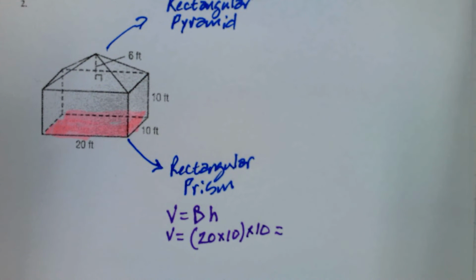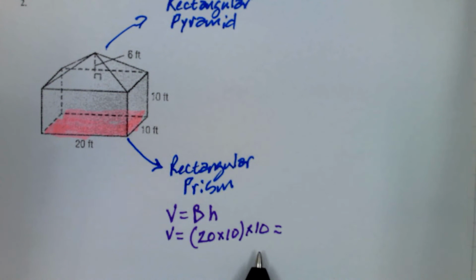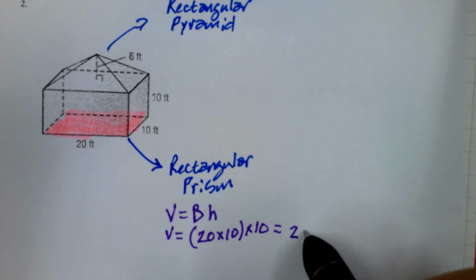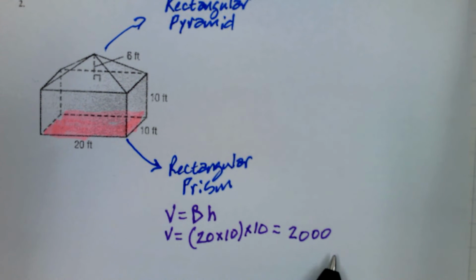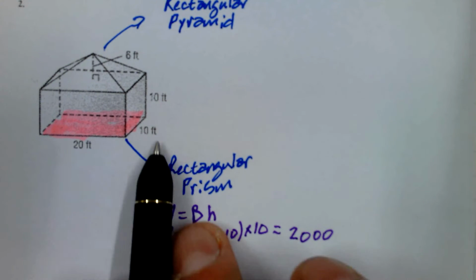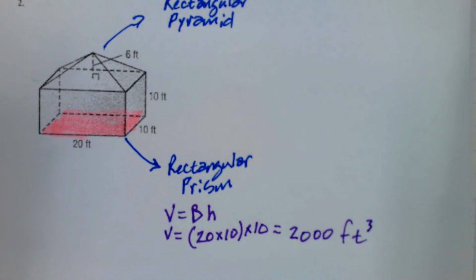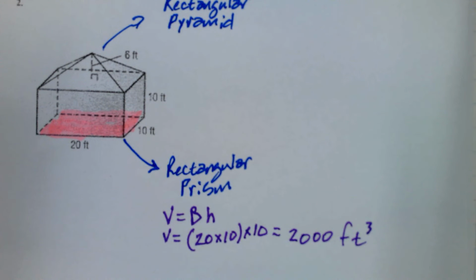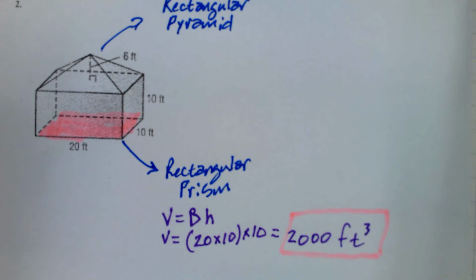Calculator time. Or you can just say, okay, it's 20 times 10. That's 200. 200 times 10 is 2,000. Yeah, 200 times 10 will give us the 2,000. And we're measuring in feet, so this is 2,000 cubic feet. Okay? So there is the volume for the rectangular prism. That should be the bigger one, I think.